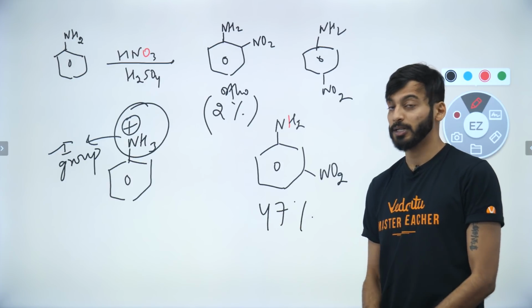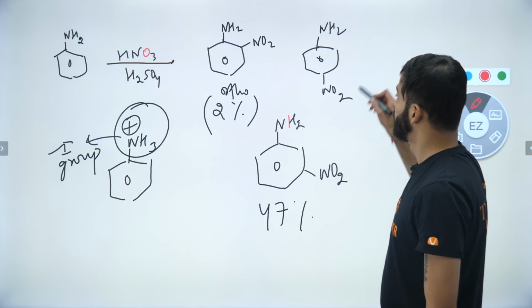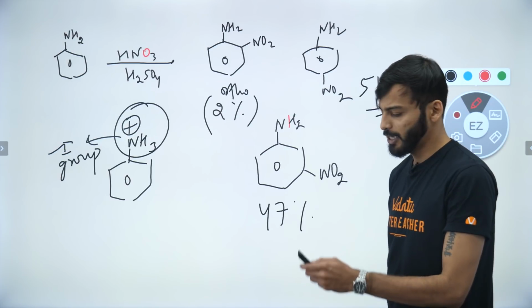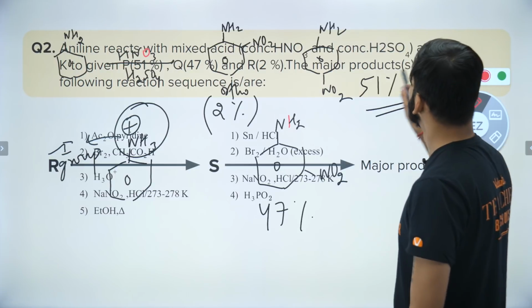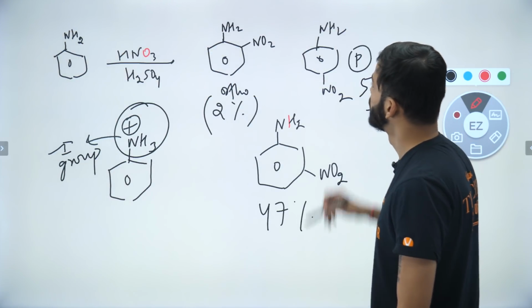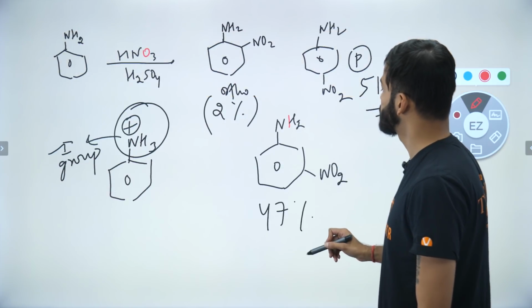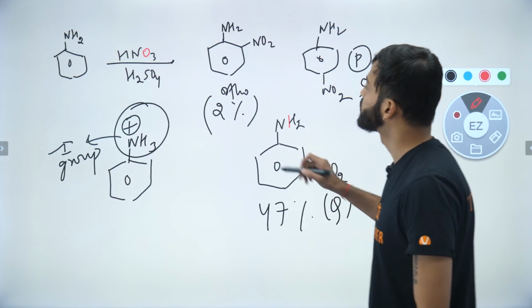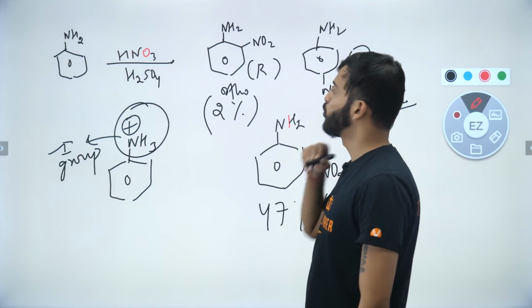I hope this point is clear. So the remaining कितना हो गया? 51% is your para product. ठीक है? So let us see. In the question they have said P is 51%, so this is P. Q is 47%, this is Q. And R is 2%, this is your R. So I hope you identified.